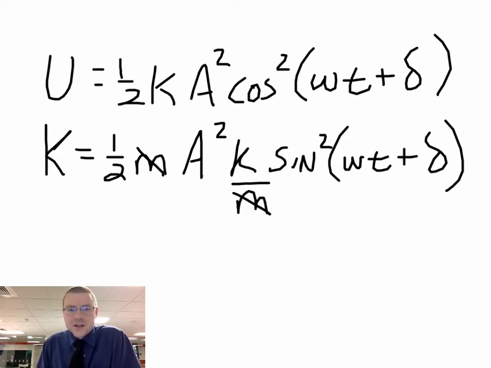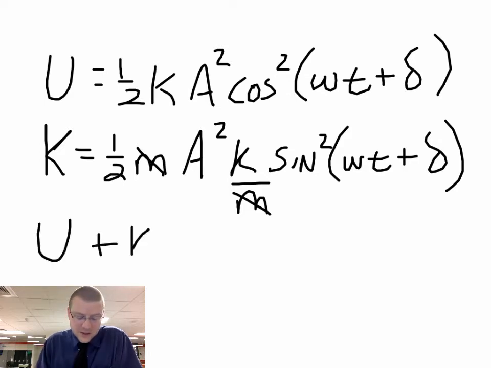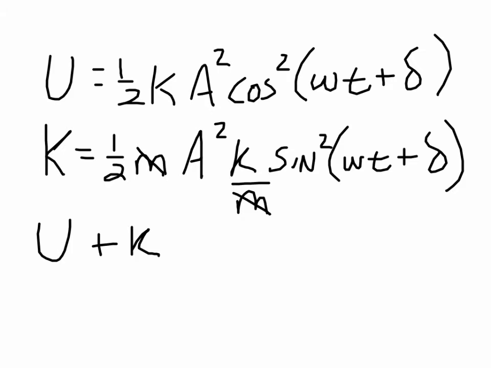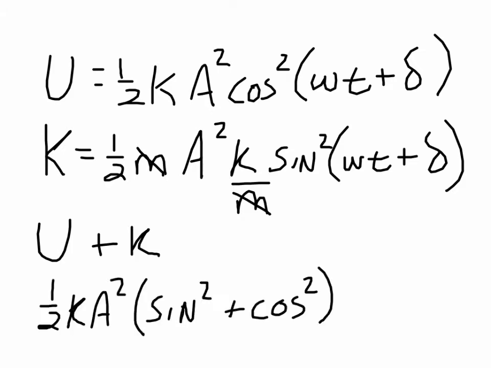So we can find the total energy by taking the potential plus the kinetic, and I'm going to put all of the combined variables together. Both of them have a 1/2 k A squared, which leaves behind a sine squared theta plus cosine squared theta. And if you remember from any of your trig identities, sine squared plus cosine squared actually equals 1. So that's really, really nice. The total energy of our system is just 1/2 k A squared.